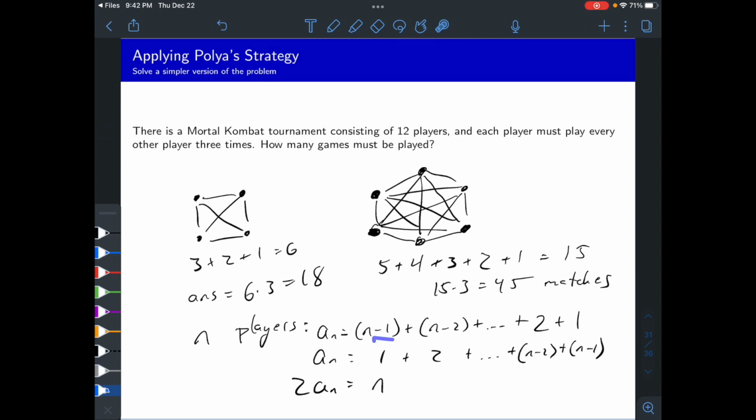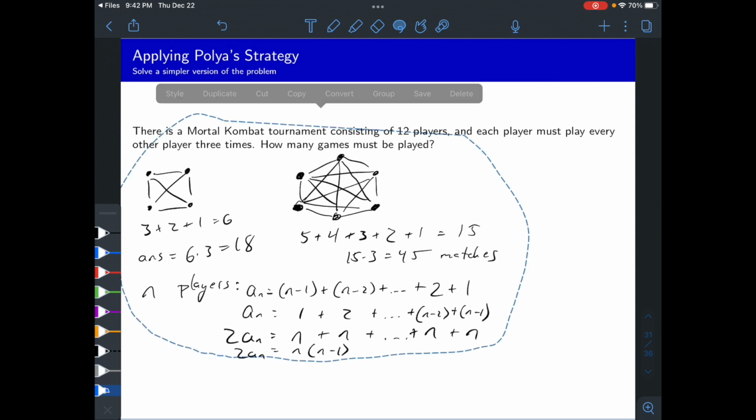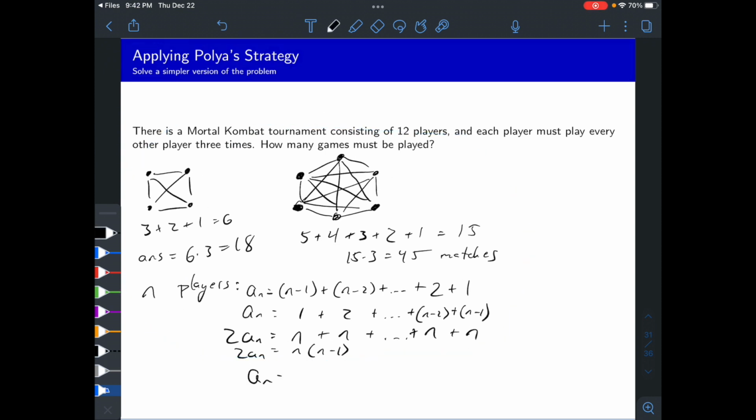Then, n minus 1 plus 1, that equals n. Same for n minus 2 plus 2, that equals n. And then all the way down here, that's plus n. So we're just adding n a bunch of times. How many times are we adding it? Well, 1, 2, 3, 4, 5, 6. We end up at n minus 1. So this is n times n minus 1, which is equal to 2 times a sub n. So a sub n would be equal to n times n minus 1 over 2.